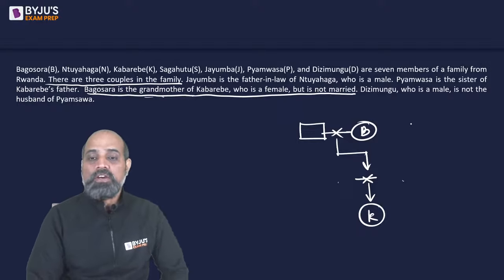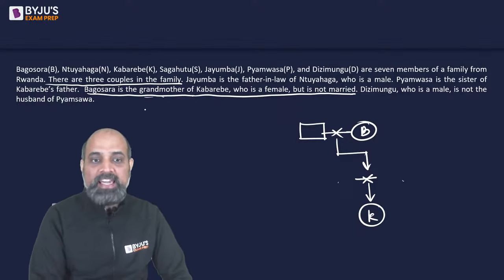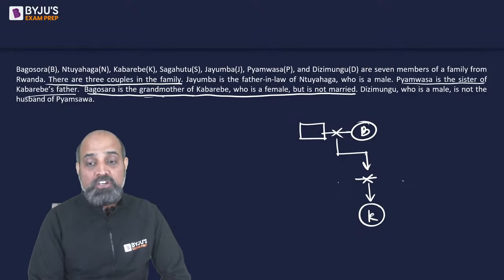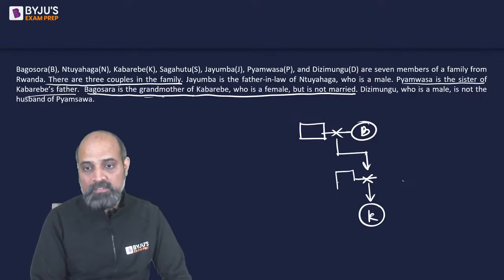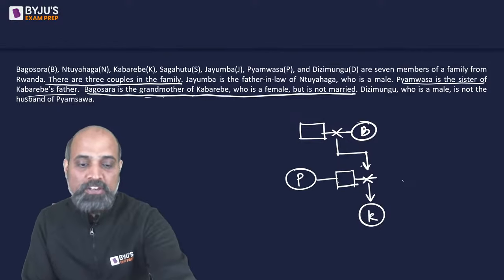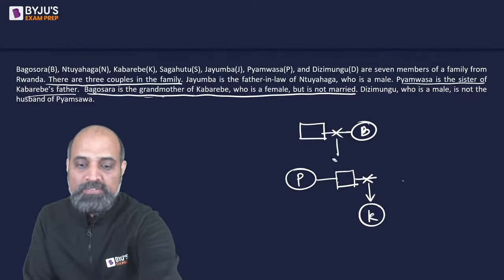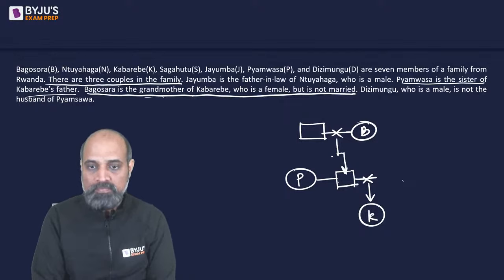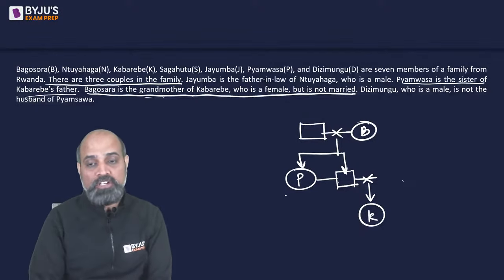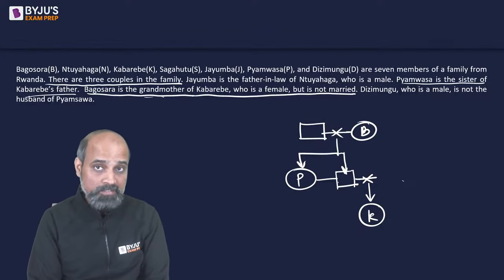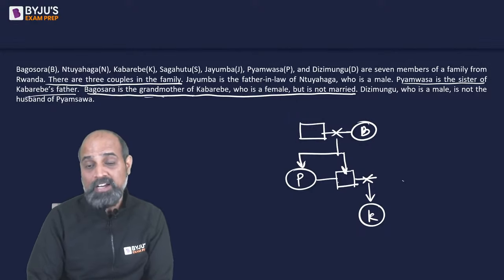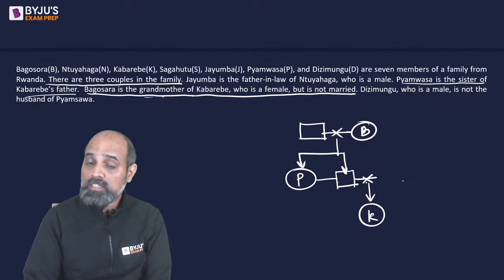Okay? Now, since we are talking about K, it says P is the sister of K's father. So K has a father and P is the sister of K's father. I hope this makes sense right now. That means the first generation, B and one more person, they have two children, a daughter and a son. Daughter's name is P, son's name I don't know yet. And they have a granddaughter who is K.